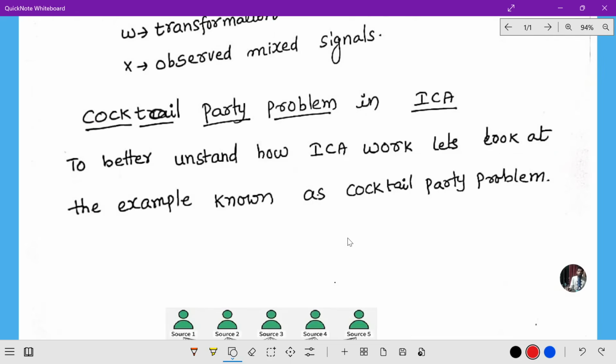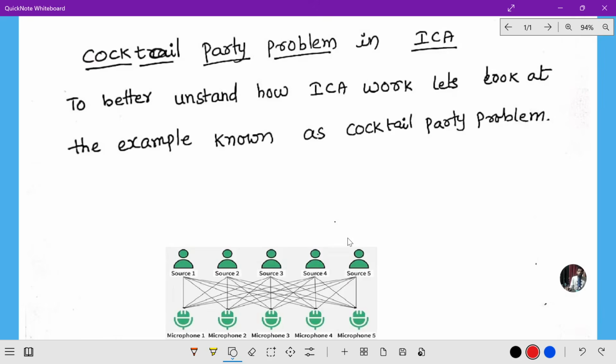One of the most important problems regarding this ICA is the cocktail party problem. So what happens in the cocktail party problem?